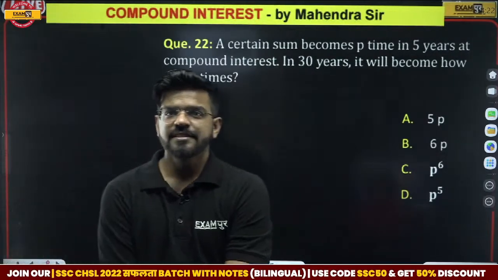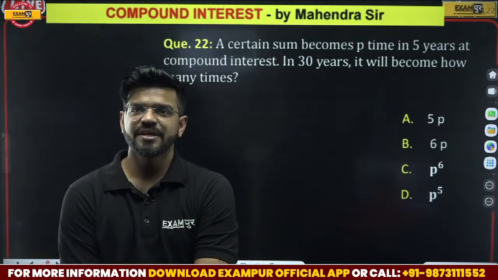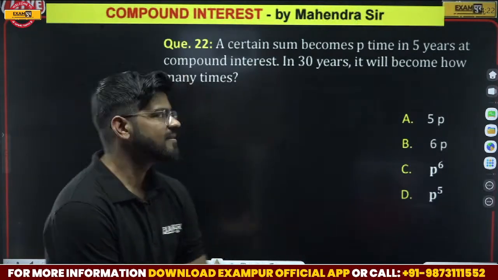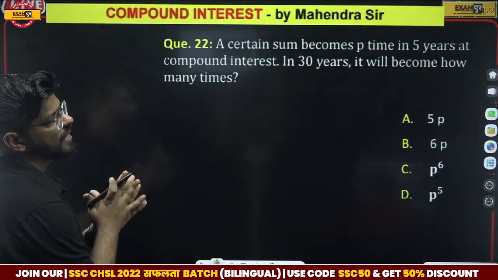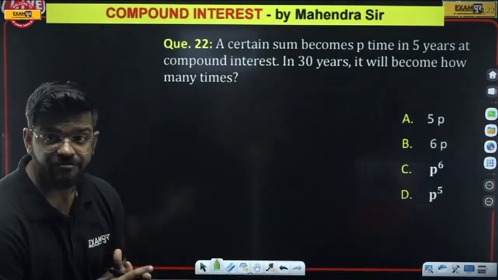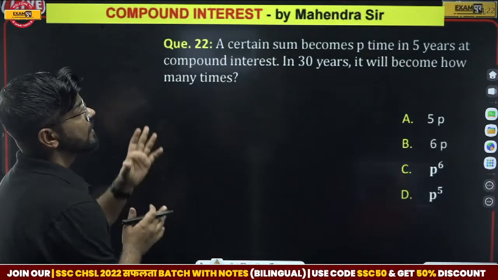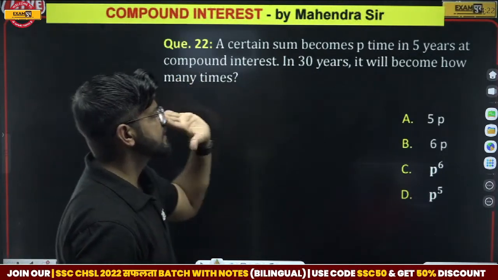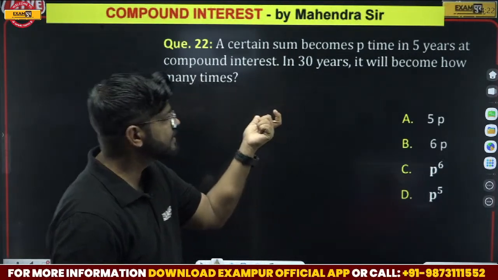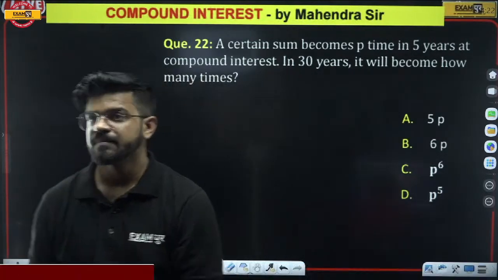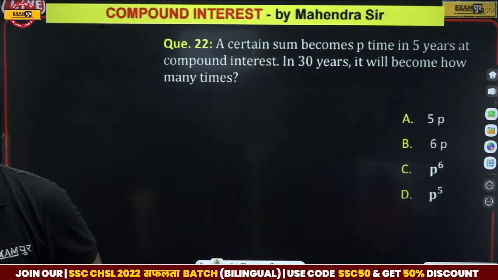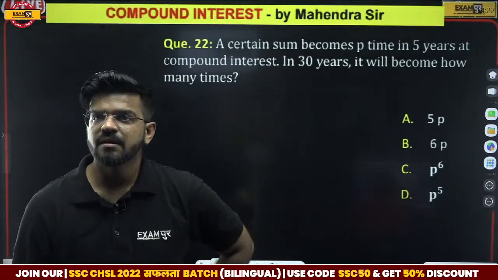So the next question is there. Tell me the answer of this question right now. A certain sum becomes P times in 5 years at compound interest. In 30 years, how many times will it become? So the answer is 6P.